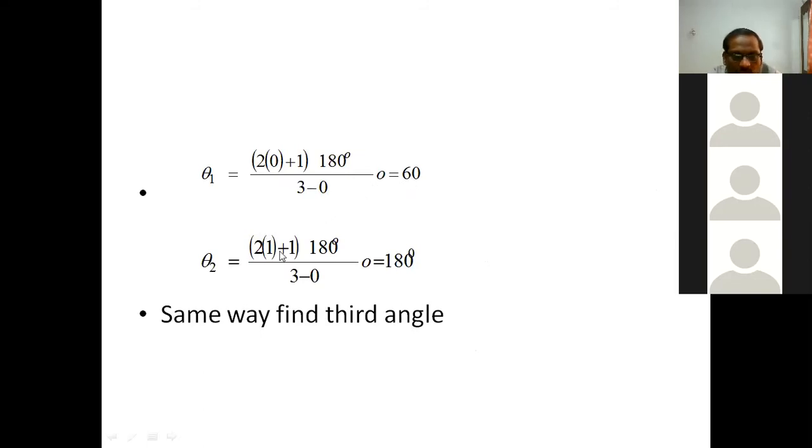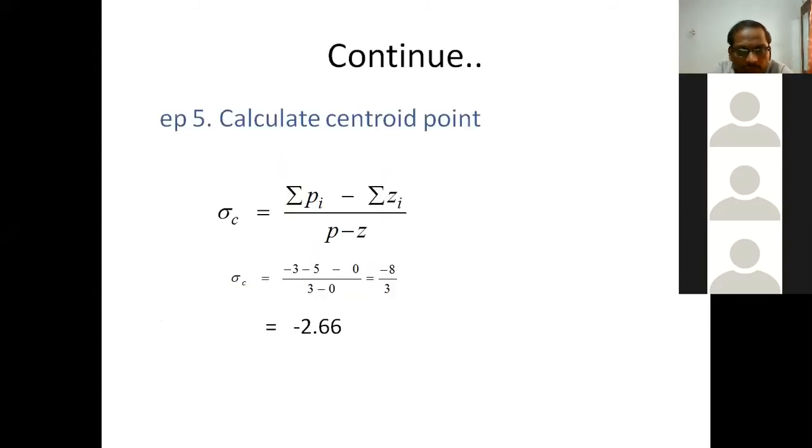Similarly, for theta 2, putting the value of q as 1, we get the second angle of asymptote, that is 180 degree. And similarly, you can find the third angle, theta 3, where the value of q will be 2: 2 into 2, 4 plus 1, 5, 5 into 180 upon 3. That will give the third angle, that is 300 degree. Once you calculate all these 3 angles, we decide the centroid point, the point on the real axis from which you will draw these 3 asymptotes.